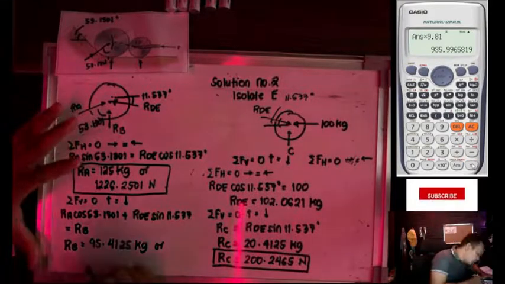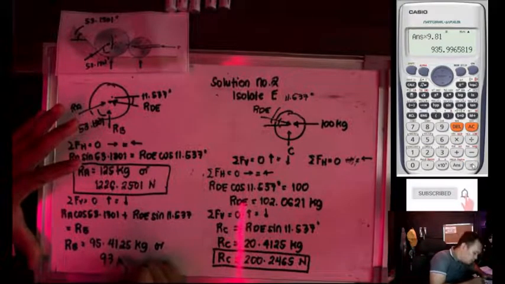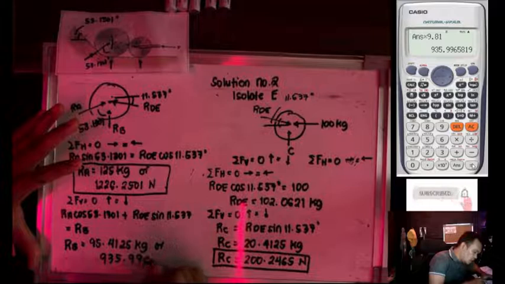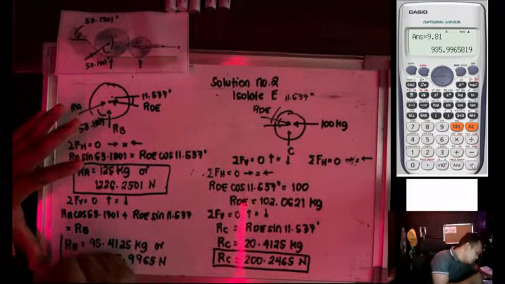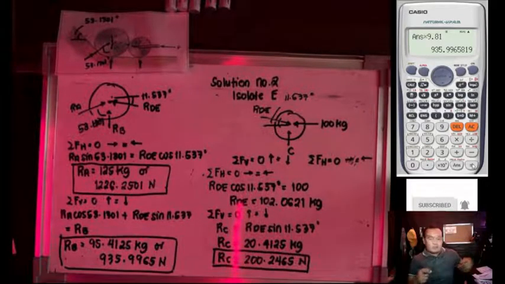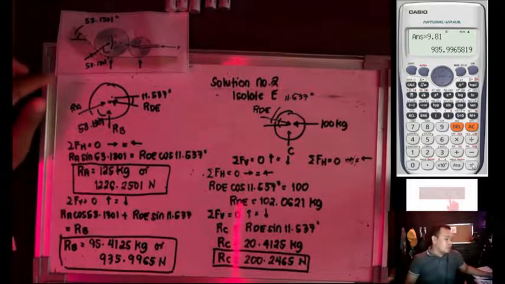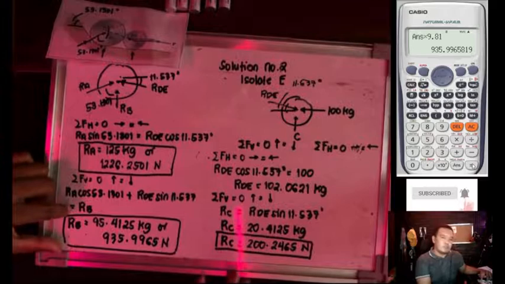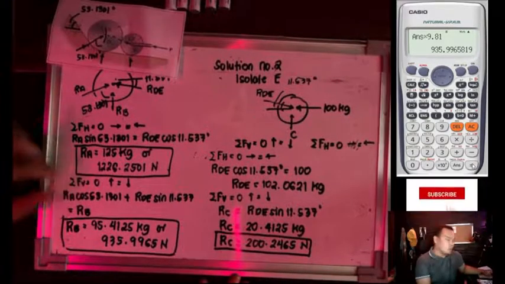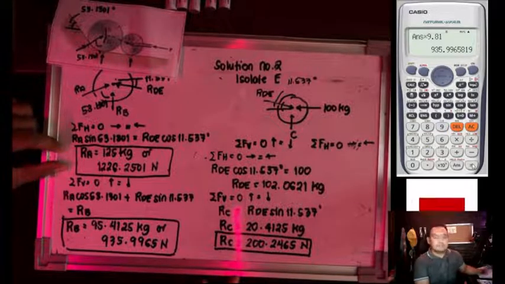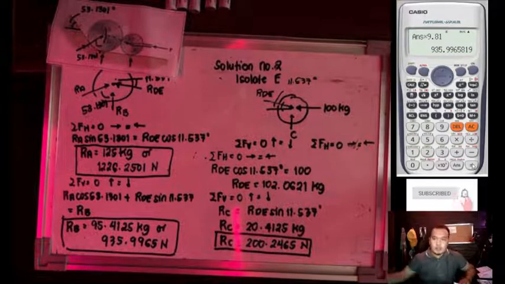Therefore, we have 935.9965 Newton. So this is the answer for problem number 2. We have the reaction at C which is 200.2465 Newton, the reaction at B which is 935.9965 Newton, and the reaction at A which is 1226.2501 Newton. Okay? So next problem.